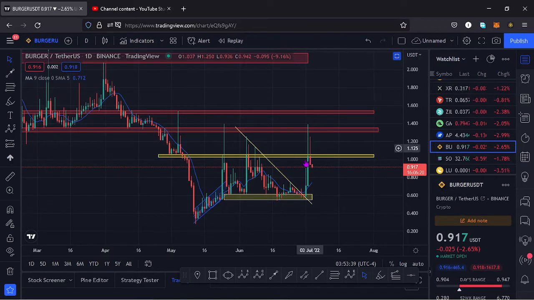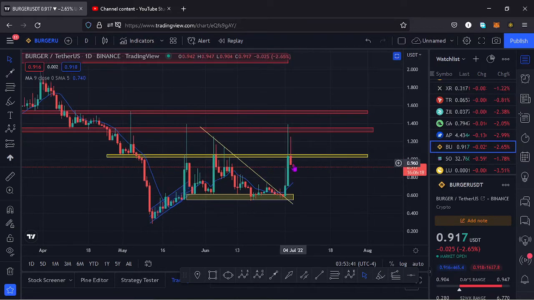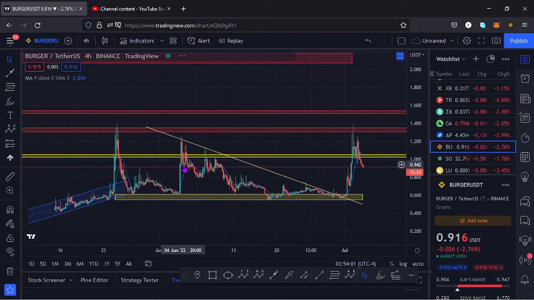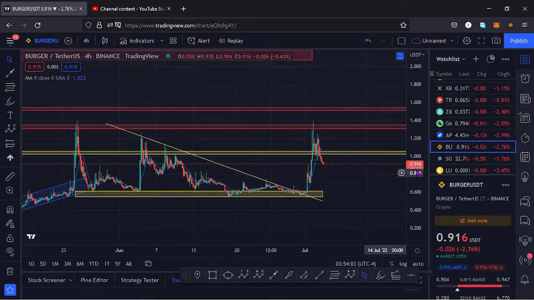And now we are having a bit of a pullback to the lower side, and I want to show you up to what point it is possible that we might retrace before we get another pump to the upper side. And to do that, I want to go to the 4-hour chart, and I'll be using the Elliott waves and the Fibonacci to show you that.